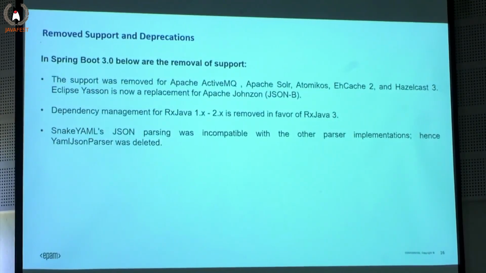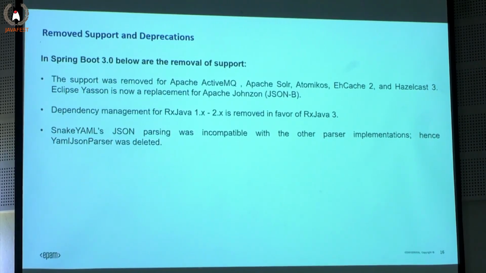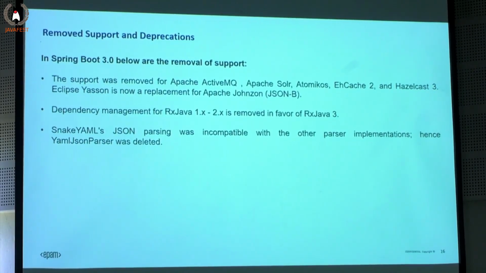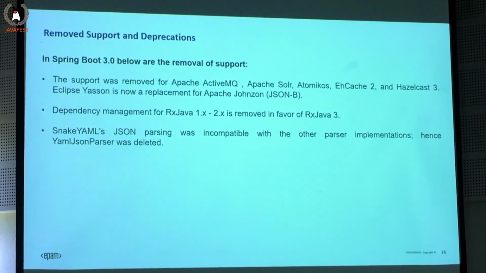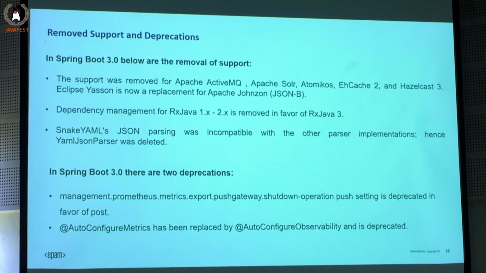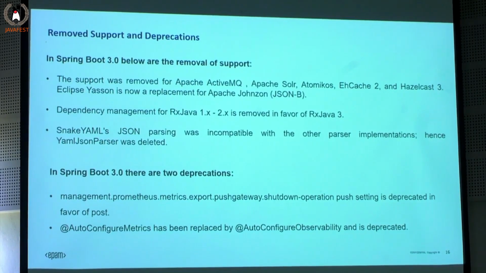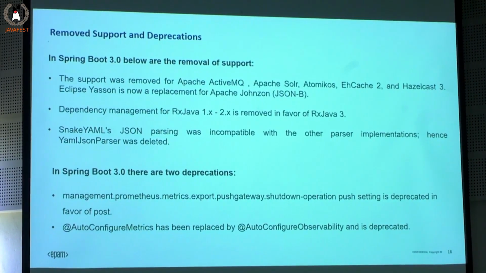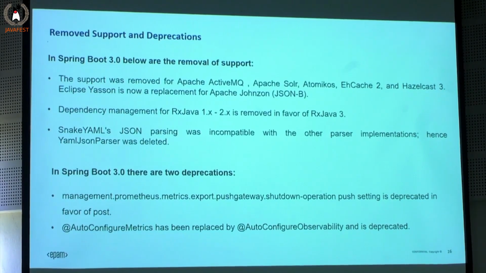Along with that, there are some libraries which are removed and deprecations being done. If you see, the dependency management for RxJava 1.x and 2.x is removed in favor of RxJava 3 now. SnakeYAML JSON parsing was incompatible, and hence the YAML JSON parser has been deleted. And then there are deprecations. There are some deprecations with regard to auto-configure metrics. Now it has been replaced with auto-configure observability, as that is deprecated.